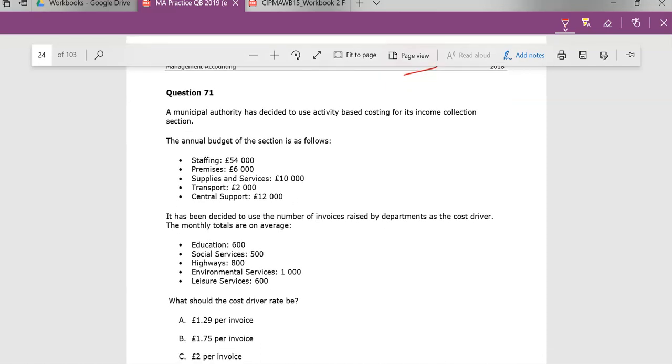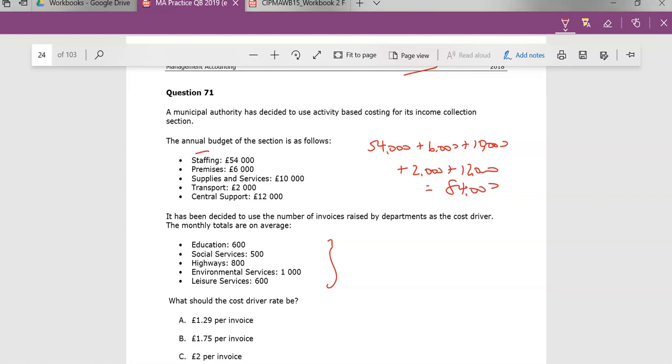they want us to find the cost driver rate. So we have the total annual budget, and then they give us these monthly. So we need to, well, let's add these all together. So let's find out what the total is. 54 plus 6, 54 plus 6 plus 10 plus 2 plus 12 takes us to 84,000.